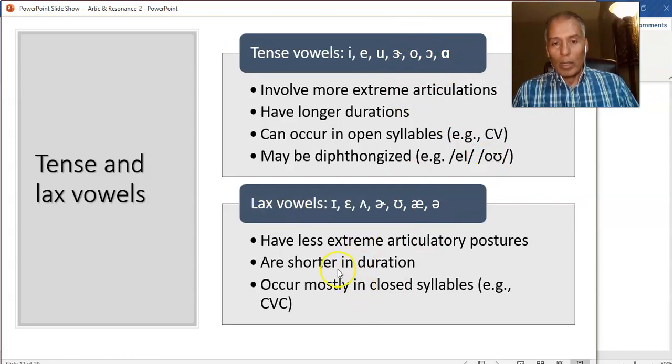So these are the lax vowels. Again, they have less energy involved, and the postures of the articulators are not exaggerated. They last for a shorter duration, and they do not occur in open syllables, except for the schwa.